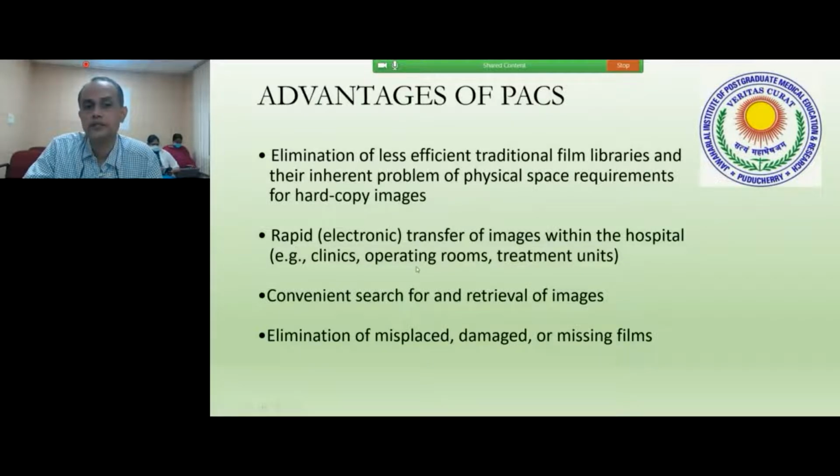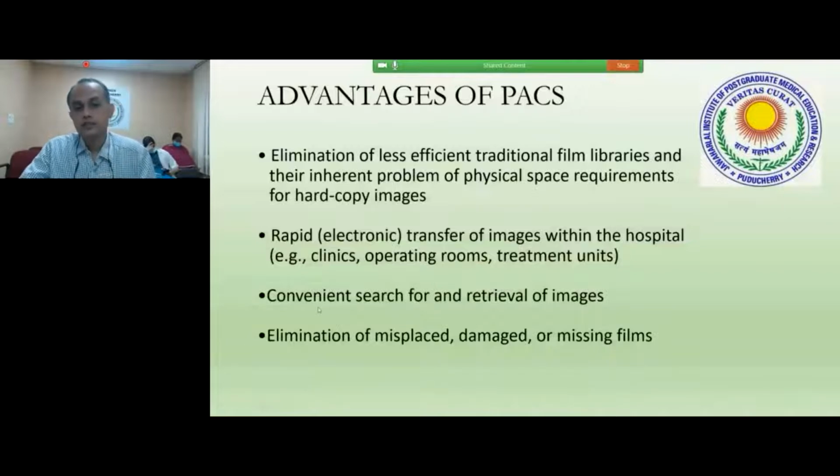Also, the rapidity of transfer of images within the hospital is a unique advantage of PACS. This cannot be even imagined with traditional film libraries where the film has to be physically transported from one place to the other. This is especially important in operating rooms where during the operation the clinician or the surgeon has the ability to view all the images that are available for the patient from the X-ray to the MRI.